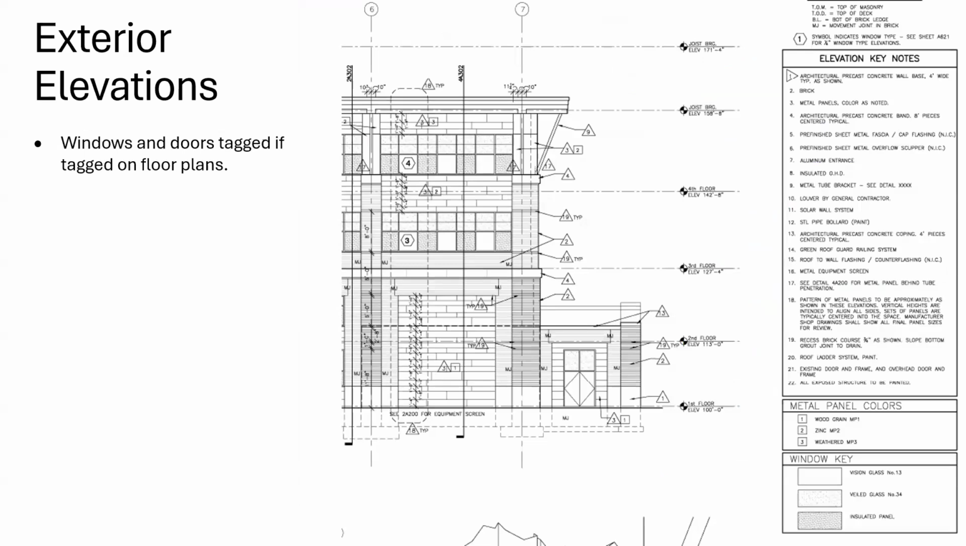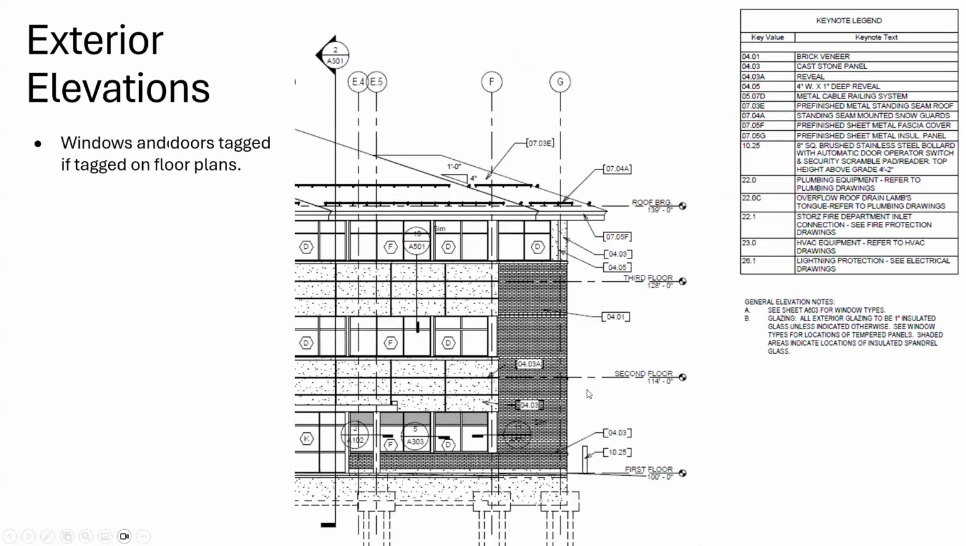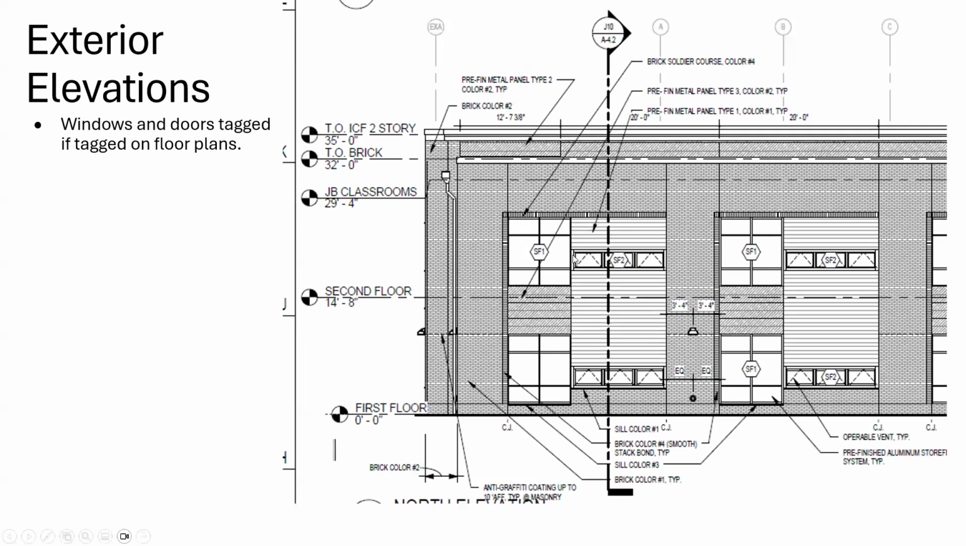Windows and doors are tagged if tagged on the floor plan, so you can see the window tags. They did not tag their door, which I disagree with. So if you're tagging your windows, you should also be tagging your doors on the elevations. Here in this case, the windows are all tagged. I don't have any doors on the little snippet that I gave you. Here, the windows are all tagged. So they're tagged on the floor plan, they're also tagged on the elevation.